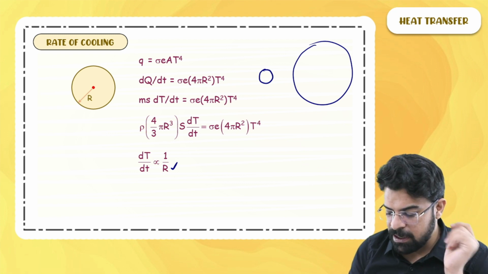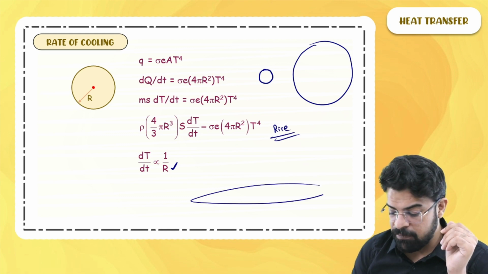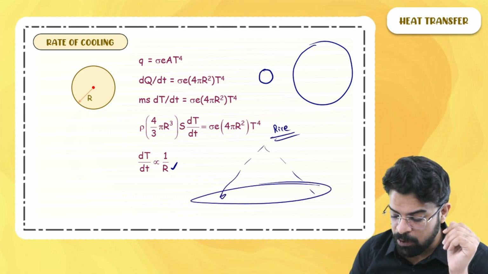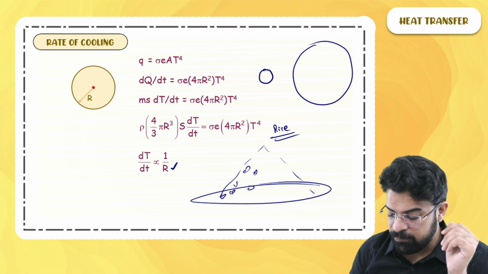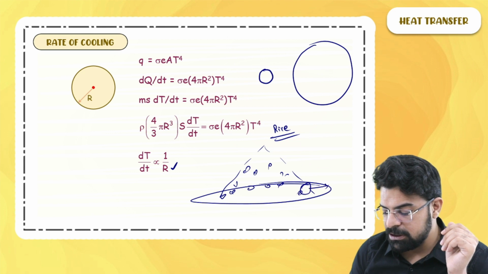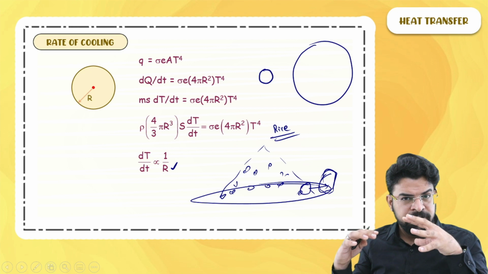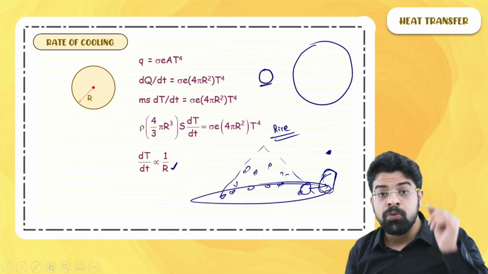Let's say we are eating rice which has just been cooked, and if we have on our plate a heap of rice and we want to eat quickly, what do we do? We take a small part and spread it, right? By spreading, we increase the surface area. Smaller radius cools down faster.